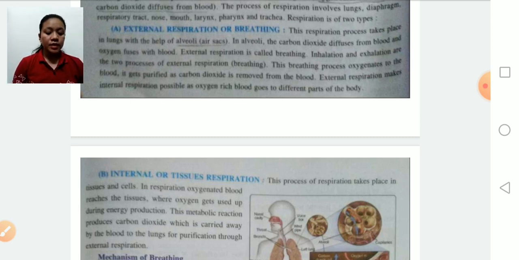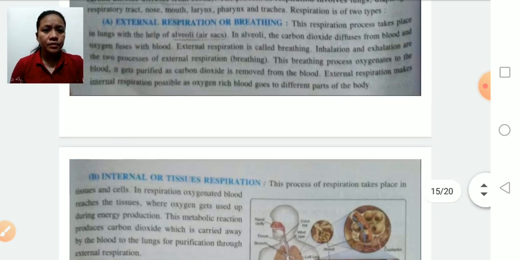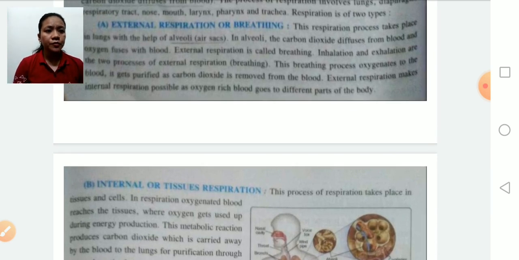This respiration process takes place in the lungs with the help of alveoli. In alveoli, carbon dioxide is diffused from the blood and oxygen is diffused into the blood. Means carbon dioxide is removed from the blood and oxygen is added to the blood. External respiration is also called breathing.